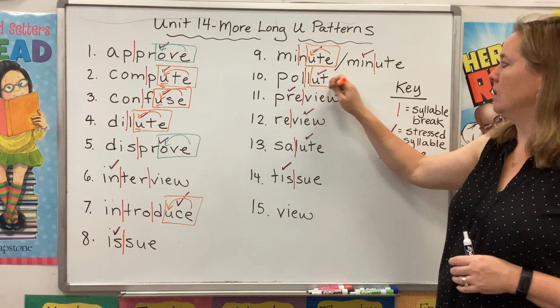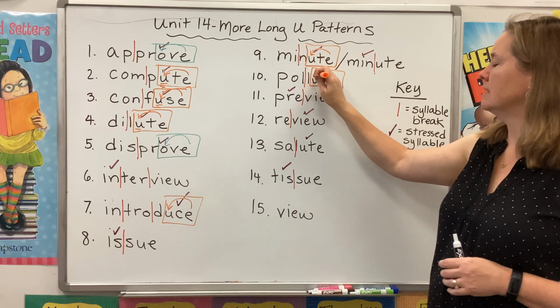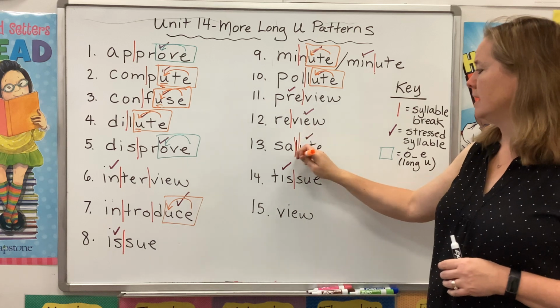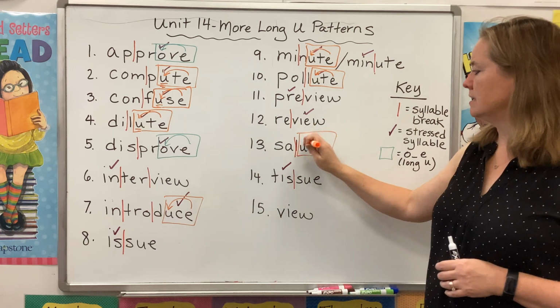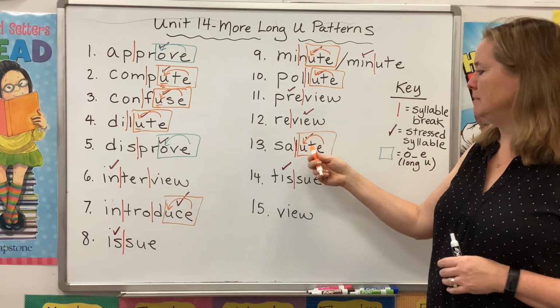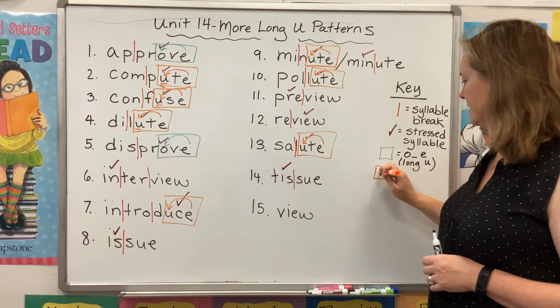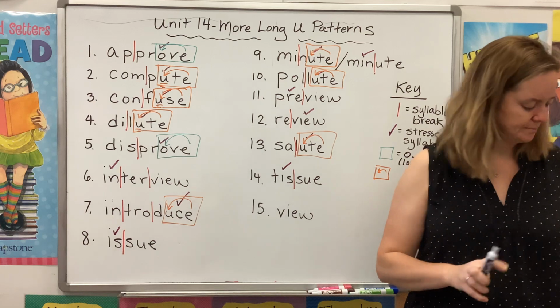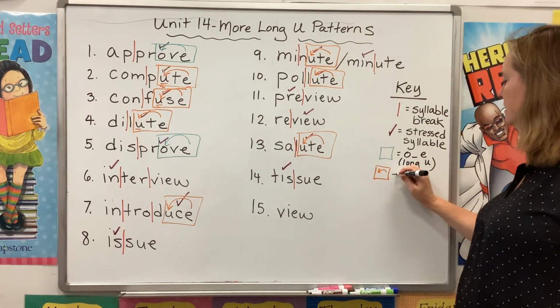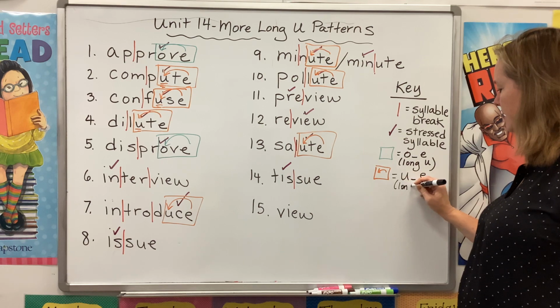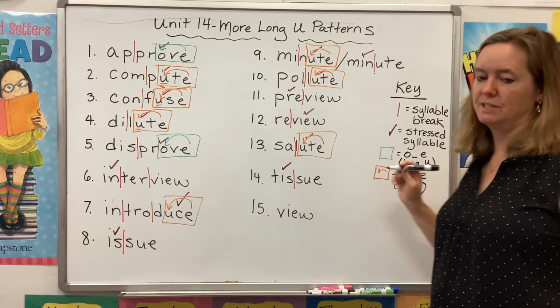Okay, we have pollute. Again, silent E making the U long. Salute. Silent E making the U long. And I think that's it. So, over here, U-consonant-E makes a long U sound.